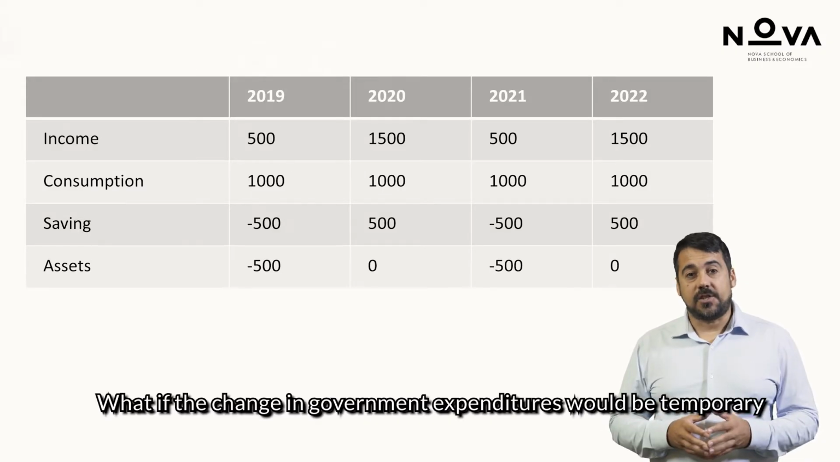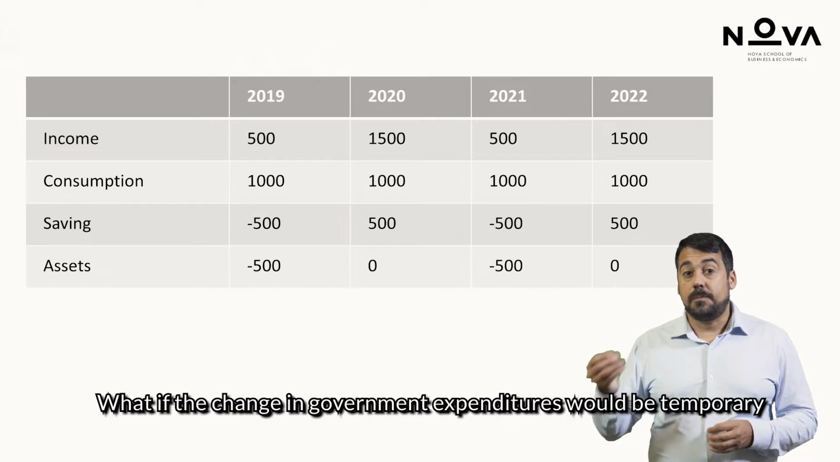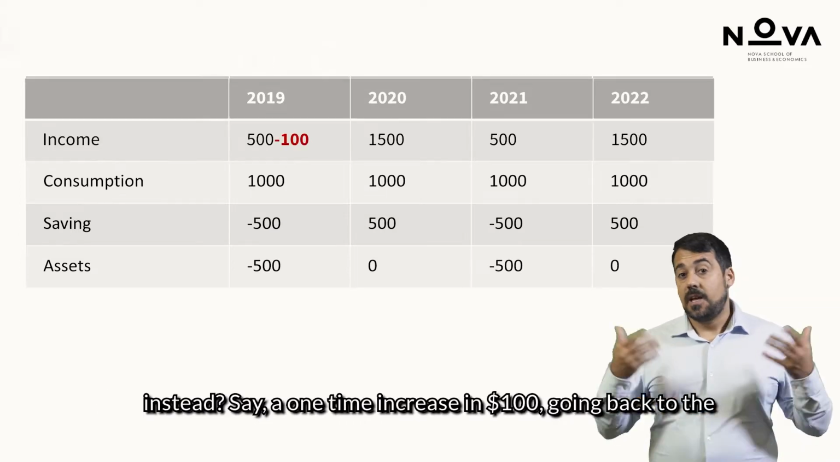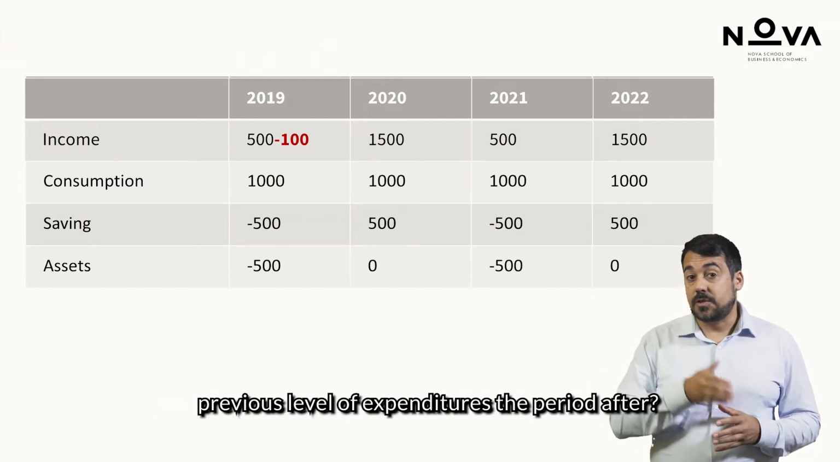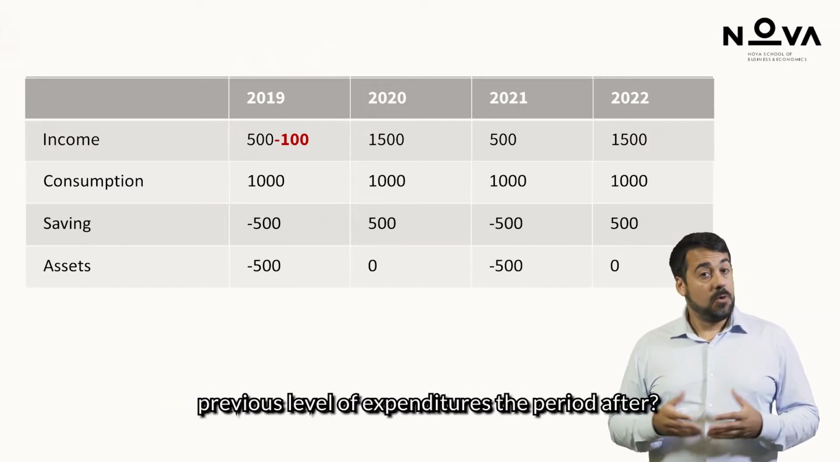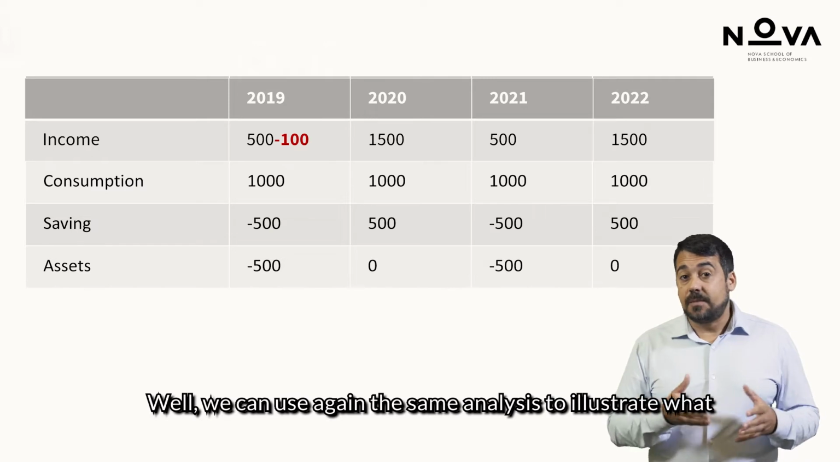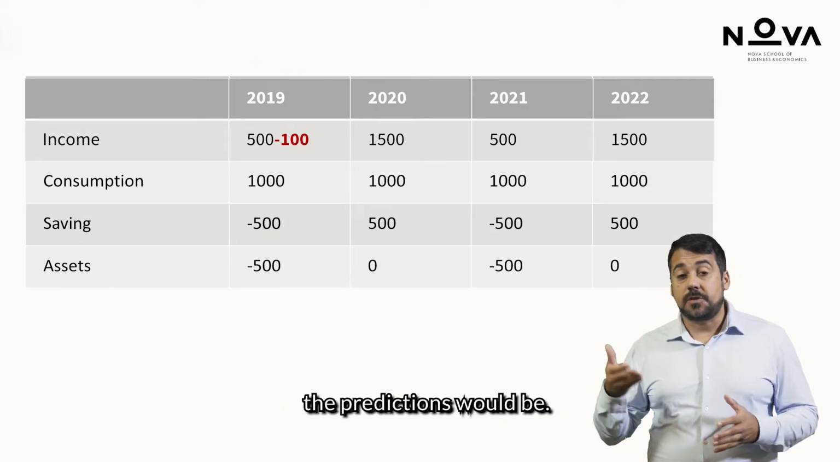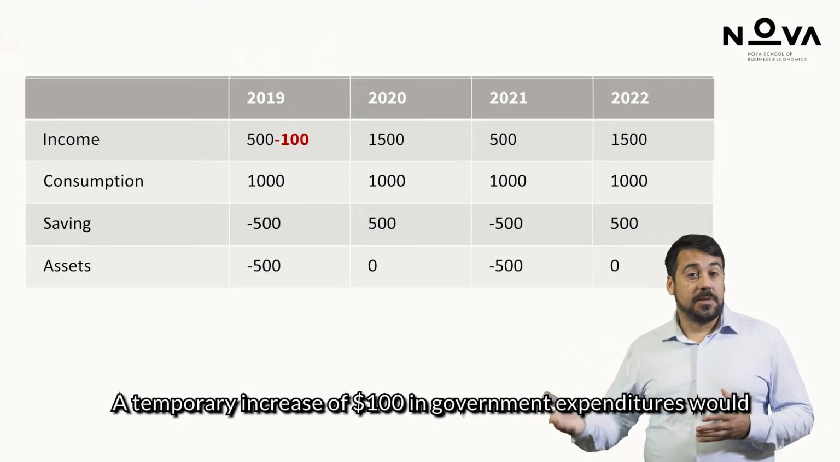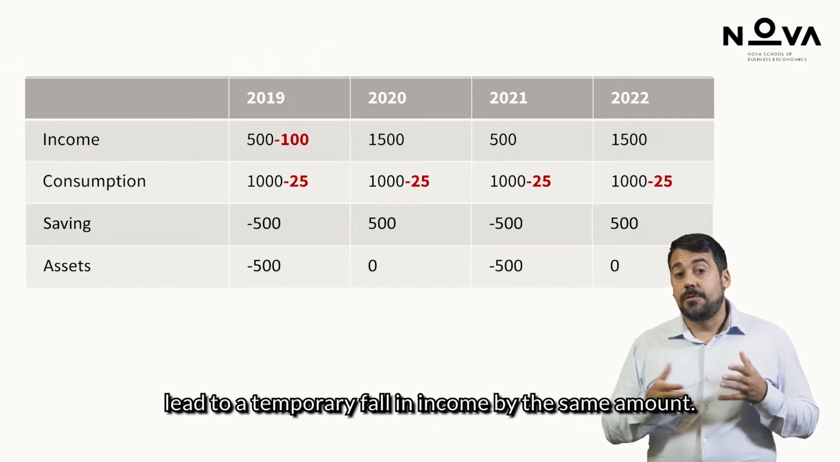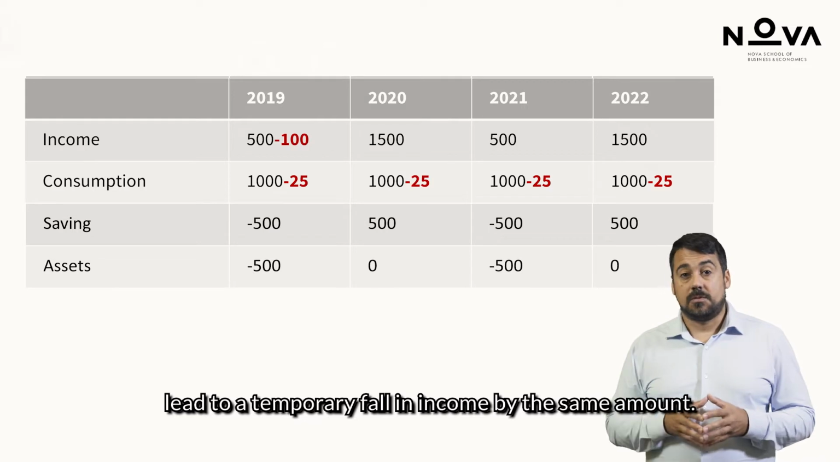What if the change in government expenditures would be temporary instead? Say, a one-time increase of $100 going back to the previous level of expenditures the period after. Well, we can use again the same analysis to illustrate what the predictions would be. A temporary increase of $100 in government expenditures would lead to a temporary fall in income by the same amount.